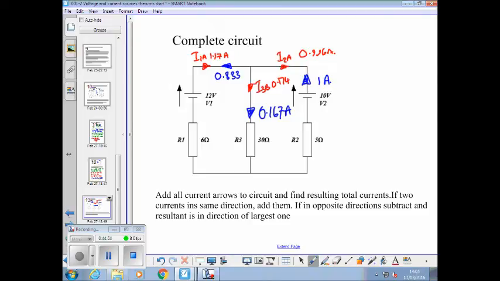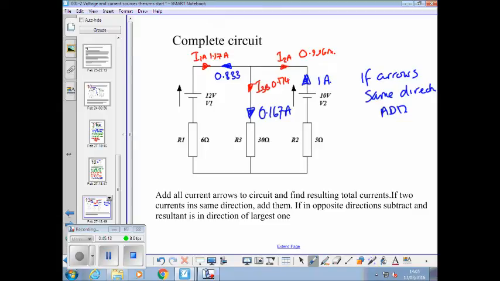The easiest way to do that is say, if arrows are in the same direction, add. I'll put it down there, look. And if they're in opposite directions, subtract, and the resultant is in the direction of the largest one.